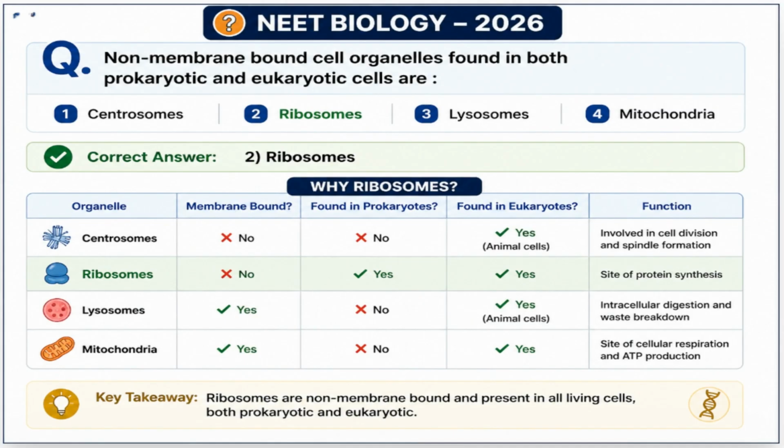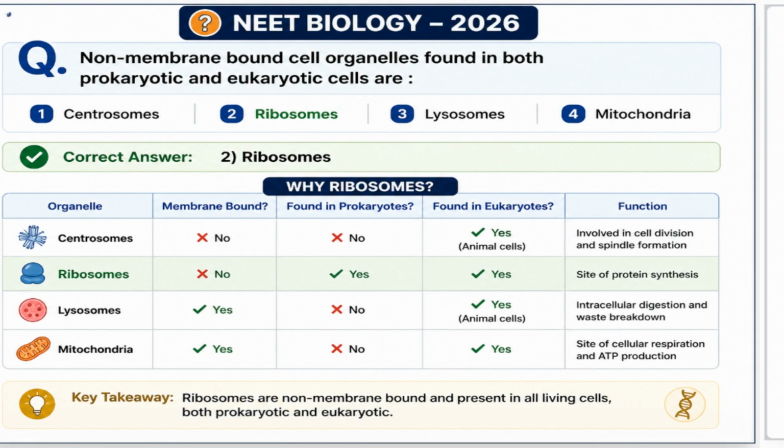Non-membrane bound cell organelles found in both prokaryotic and eukaryotic cells are what? Ribosomes are non-membrane bound organelles and are found in all living cells, both prokaryotic and eukaryotic.